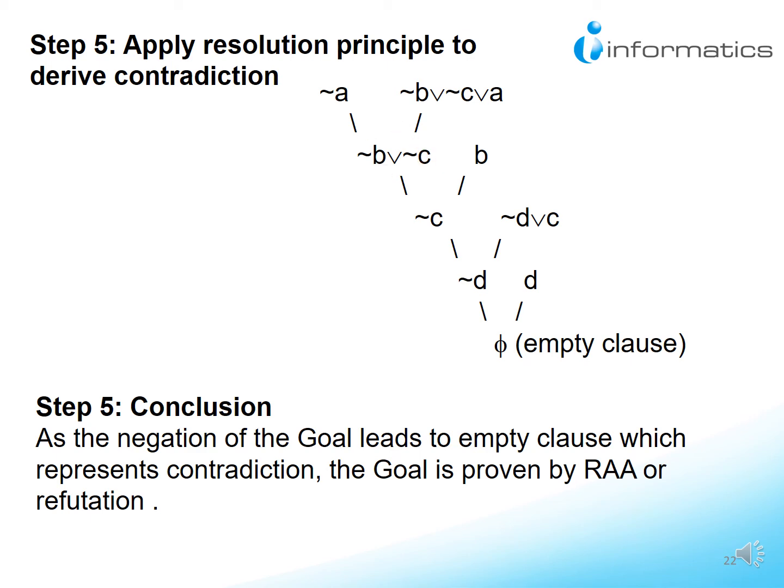So not B can be resolved with B, and the resolvent will be not C. Not C can resolve with C, and not D or C has a positive C. So after resolution, we get not D. Not D and D give us an empty clause. So the negation of the goal, not A, leads us to an empty clause. An empty clause represents a contradiction, and therefore the goal is proven by RAA or refutation.